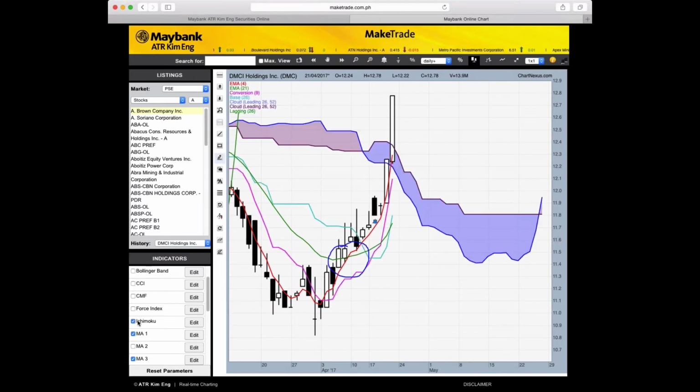If we add the Ichimoku elements, we find that at the same area, the Kijun-sen and the Tenkan-sen also made bullish crossovers. See this line? They made bullish crossovers at the same area. So those are the basics of Ichimoku, which we discussed last week. Alright, so let's proceed to part 2 of this lesson.